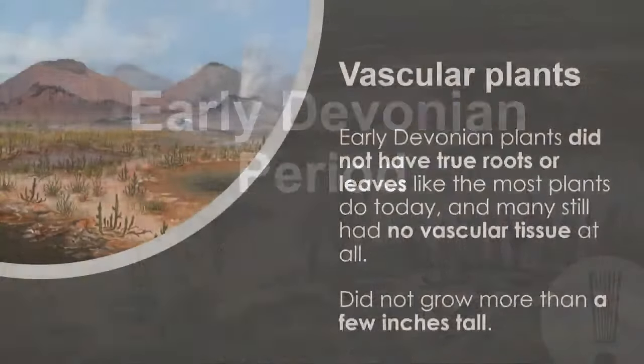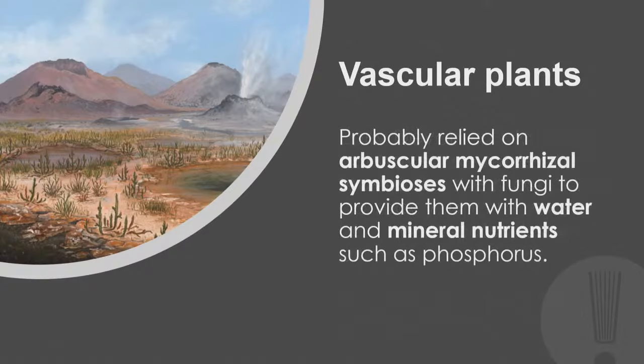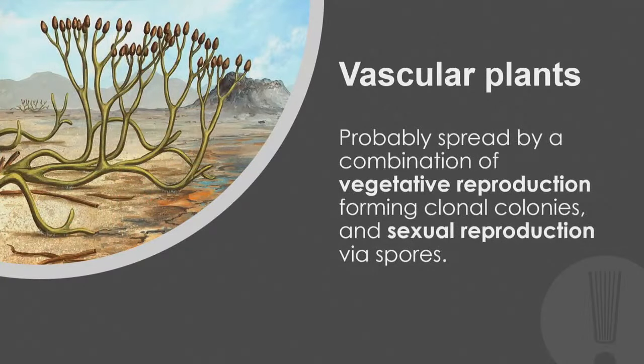So in the early Devonian period, we see these vascular plants. Early Devonian plants did not have true roots or leaves just yet, like most plants do today. Many still had no vascular tissue at all and did not grow more than a few inches. They probably started to rely on arbuscular mycorrhizal fungi. These fungi get into the roots of the system and have relationships where they help pass nutrients from the soil to the roots and then to the plant, providing them with water and mineral nutrients such as phosphorus. And plants probably spread by a combination of vegetative reproduction, forming clonal colonies, and sexual reproduction with their spores.